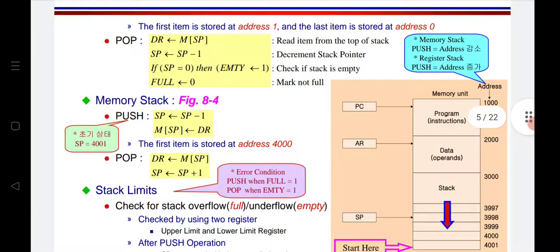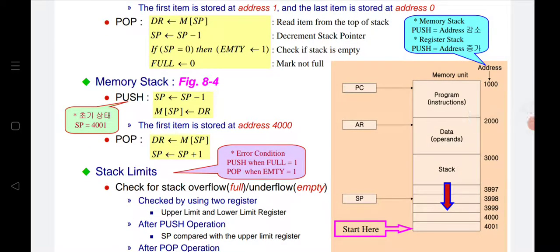Now coming to the memory stack. In the memory stack, whenever I do the push operation, first your stack pointer will be decremented by 1. Later on, the data register value will be moved into the stack memory. Now for the pop operation, first the data will be moved into the data register from the stack memory. Later on, your stack pointer will be incremented by 1. So this is your memory stack.